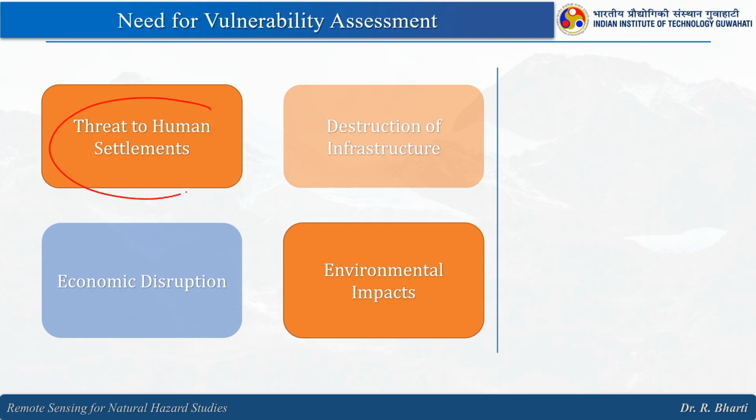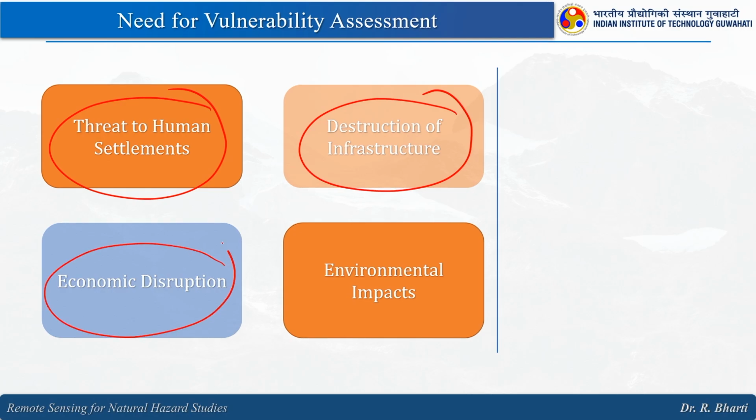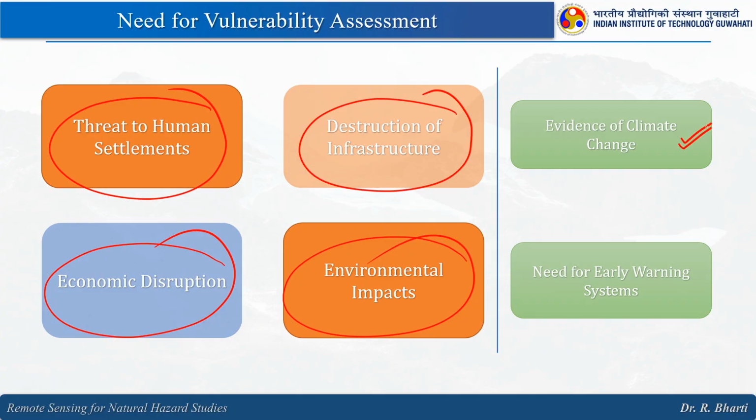So, this is the threat to the human settlements, destruction of infrastructure, economic disruption, then environmental impact, right. So, these are the major components why we need the vulnerability assessment, and this glacial lake vulnerability can be linked to the changing climatic condition, which calls for an early warning system for a given lake which is vulnerable, which is rising its aerial extent very rapidly, right.